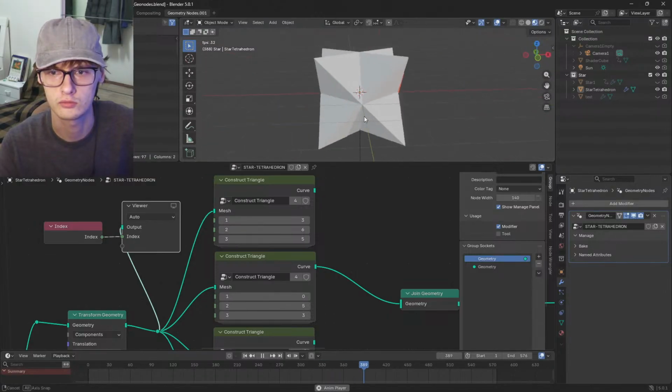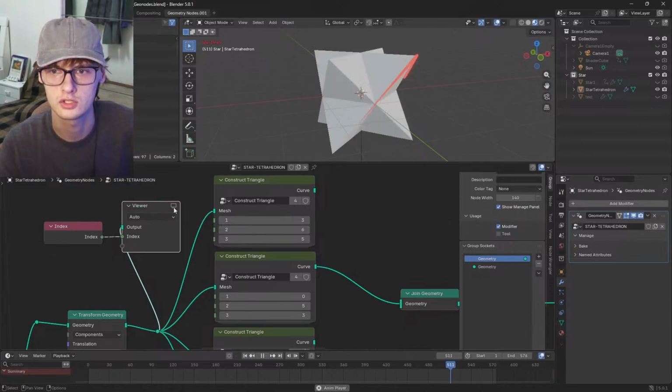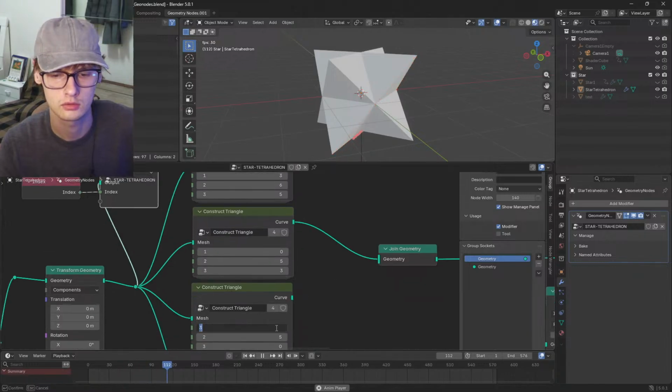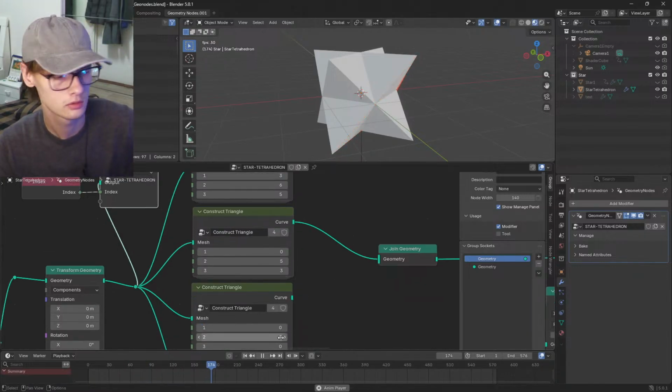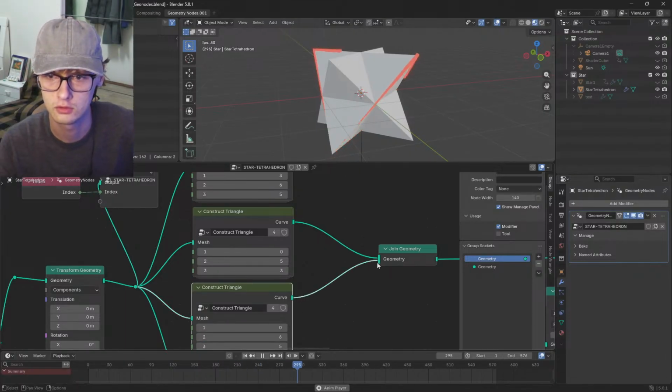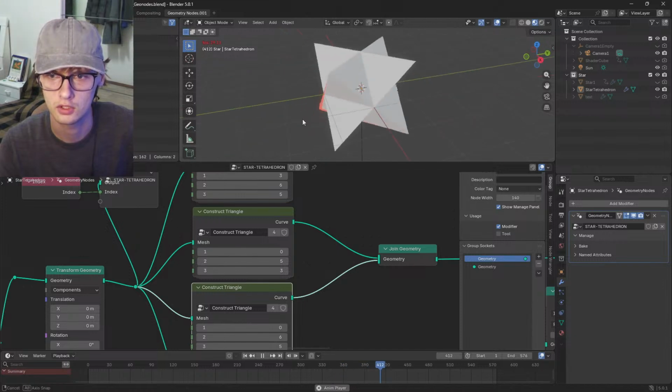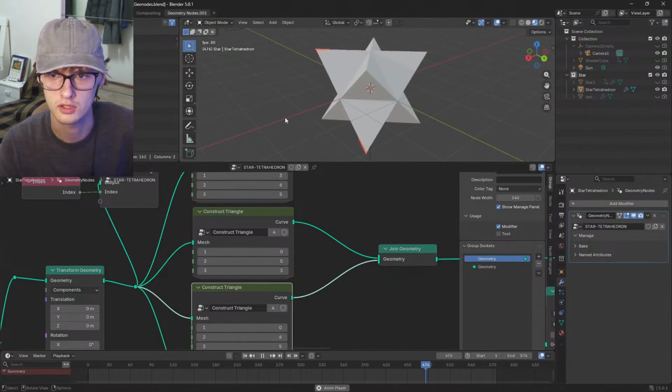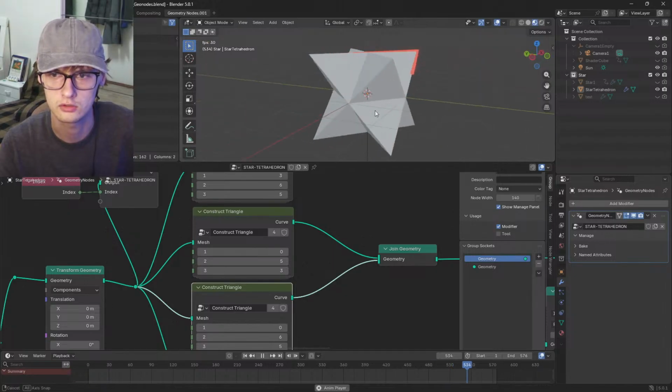The next one would be corner 0, 6, and 5. So 0, 6, 5. Cool. That gets me closer to what I was going for.